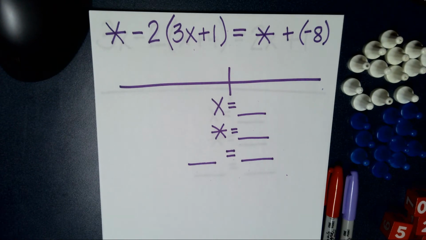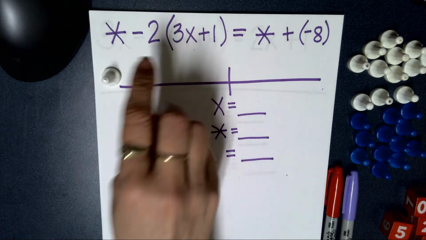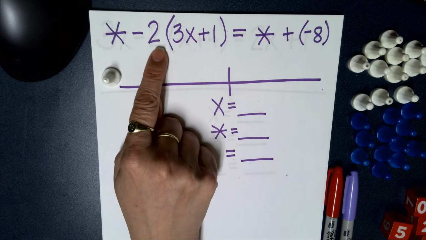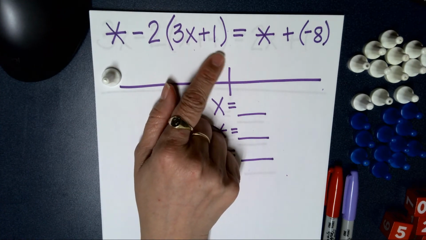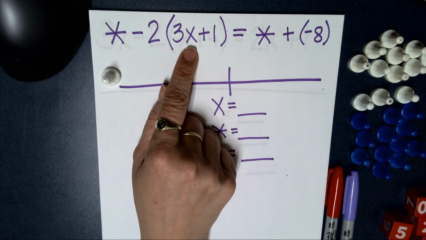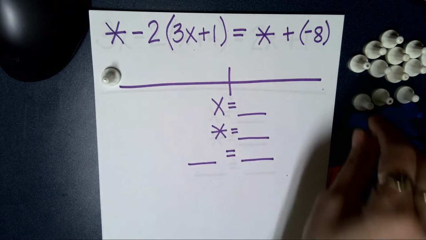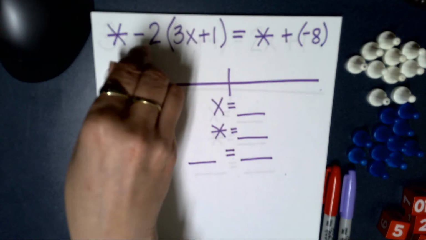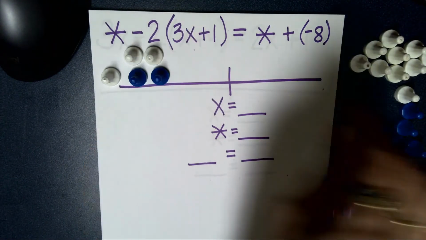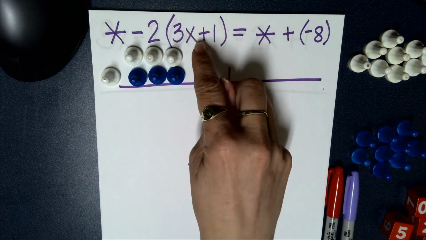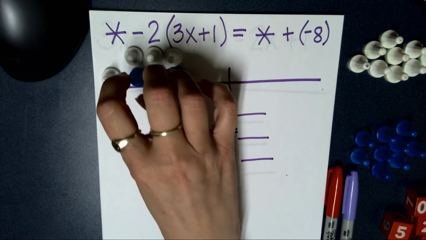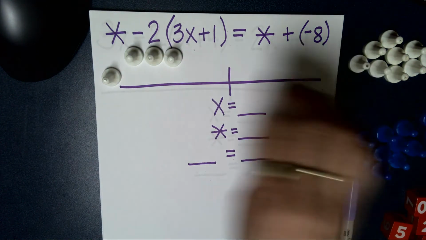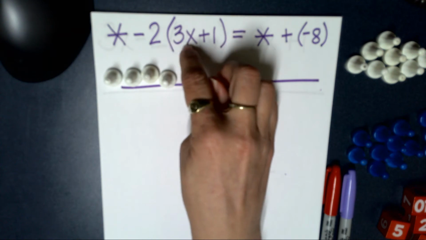Okay, so we're going to start this problem with a star. And then if you notice, it says to remove two sets of 3x plus 1. Well, I don't have two sets of 3x plus 1, but I can create two sets of 3x plus 1 to remove. And the way I do that is by creating zero pairs. So if I do a zero pair, a zero pair, and a zero pair, now I have 3 x's that I can remove. So these are going to come off.